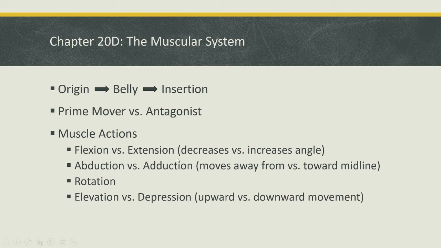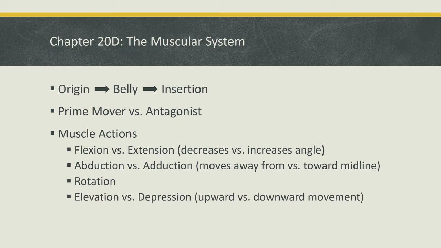Then there's abduction versus adduction. Abduction, you are moving something away from the midline. So if you're standing there and, here we go, jumping jacks. When you do jumping jacks, your legs go farther apart. That's abduction. Your legs are moving away from the midline. And then when you do the part of the jumping jacks where your feet come back together, that is adduction. Your legs are moving back toward the midline.